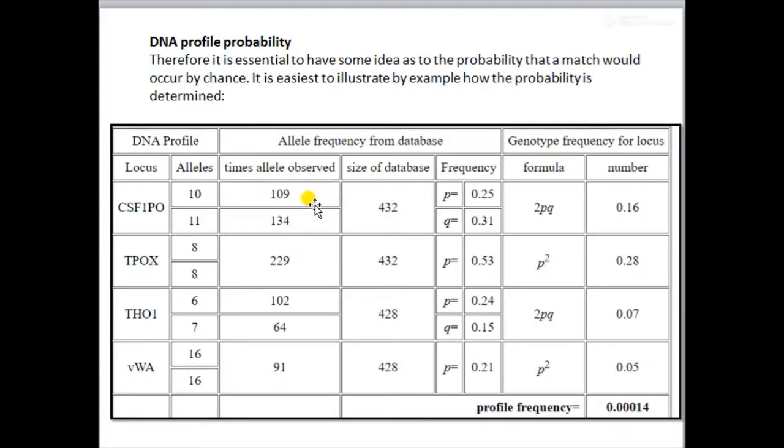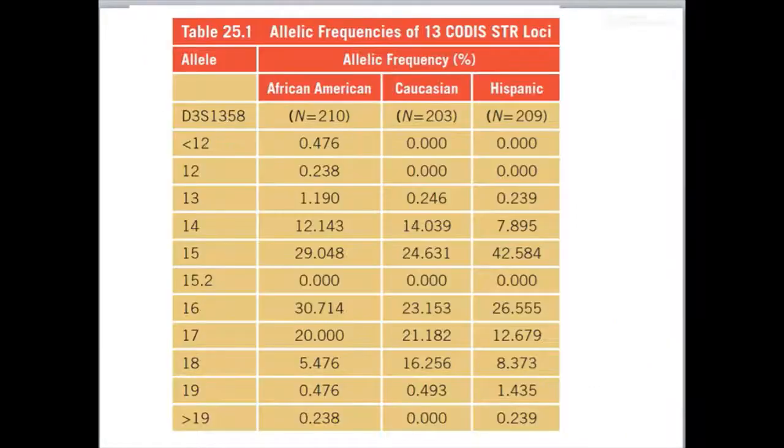Now, this is a population. Here 109 people were observed for alleles, and the size of the database was 432, and they found the frequency to be 0.25. So the 10th allele is found to have a frequency of about 0.25, and 11 has a frequency of about 0.31. So like that, when you're working with a particular population of individuals, you need to find out the frequency of different alleles of that population, and you need to record it as a what? You need to tabulate it and keep it in your system.